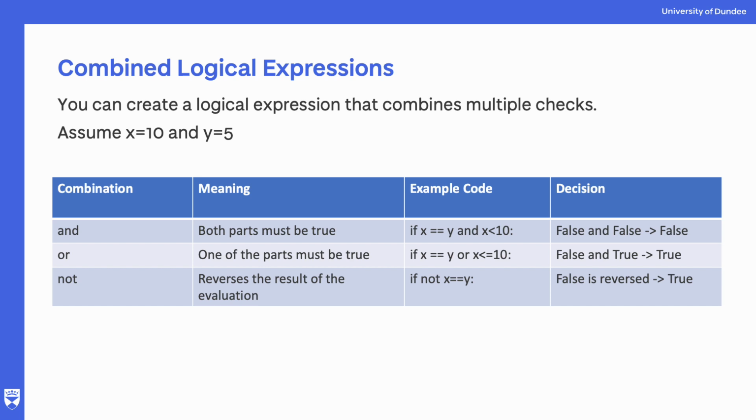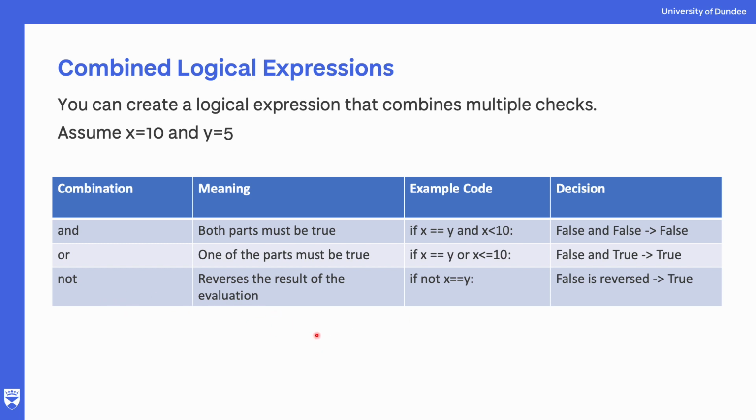In this example here, I've got x equals y, x is equal to y, 10 is equal to 5. Sorry, that first part is false. 10 is actually not equal to 5, so that's false. This next part here, x is less than or equal to 10, that bit's true, because 10 is equal to or less than 10 is true. So I have one false and one true, and because it's OR, I only need one of them to be true, so overall I'm going to report true.